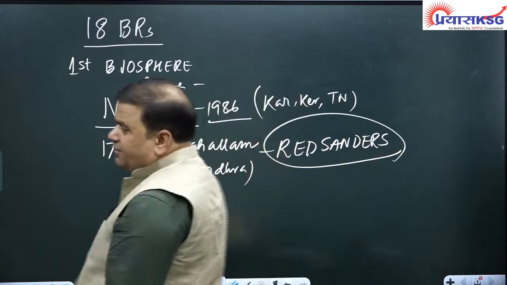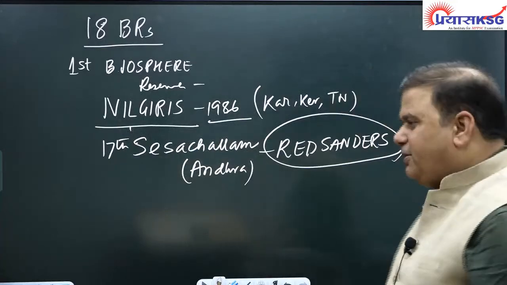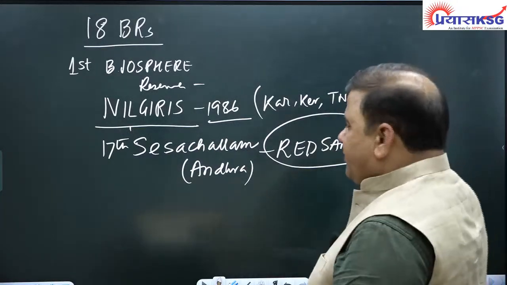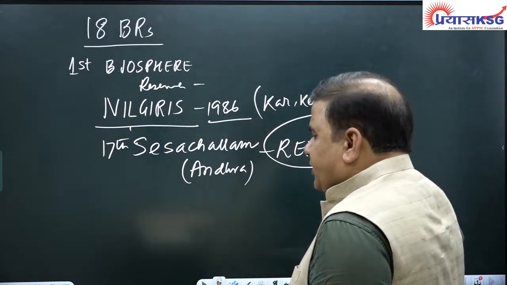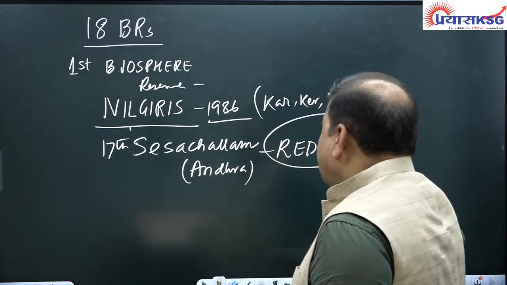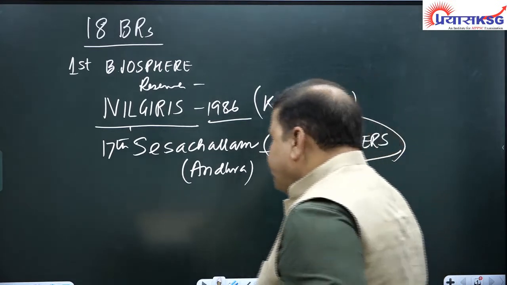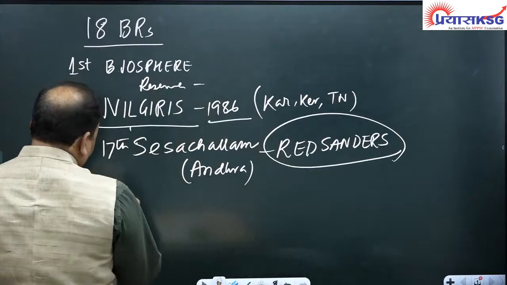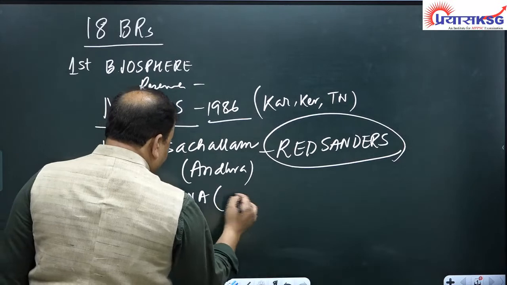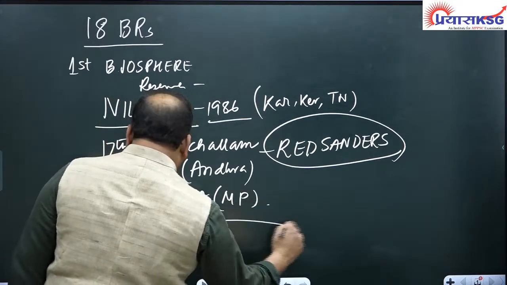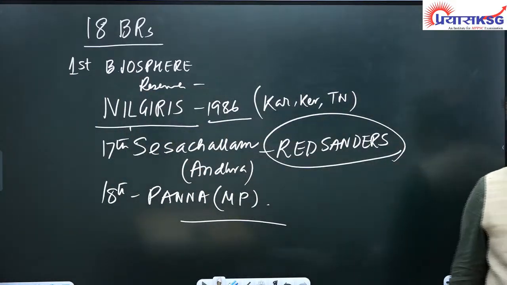Red sanders. Red sandal means red sandalwood. It is very famous for red sanders or red sandalwood, the export and import of which has been completely banned in India. So that's your 17th biosphere reserve, Seshachalam. And the last biosphere reserve, the 18th, which was established, is Panna, and that is in Madhya Pradesh. So Panna was the last biosphere reserve established, and the first biosphere reserve established was Nilgiris.